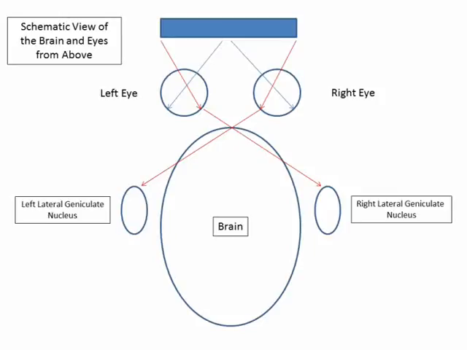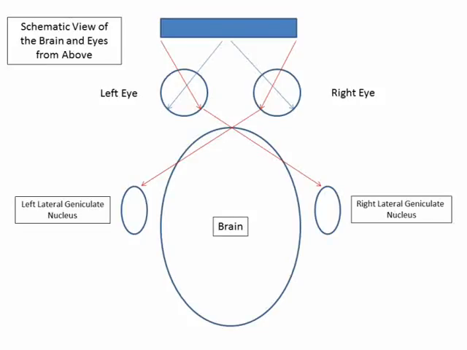And what happens next is that the information from the right eye passes to the left lateral geniculate nucleus, and the information from the left eye on the nasal part passes to the right lateral geniculate nucleus.